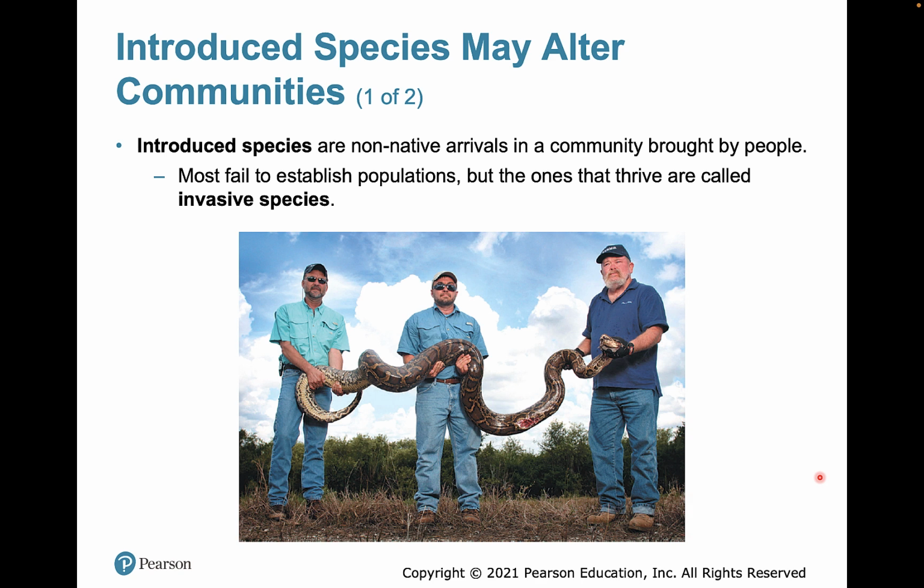So we can look at introduced species. Introduced species are species that are not native to an area, that were brought in by people. Most of the time, introduced species can't cut it, okay? So they don't survive, they die off and they're not around anymore. But the ones that thrive are called invasive species. This is a boa constrictor in the Florida Everglades. They are now very invasive down there.